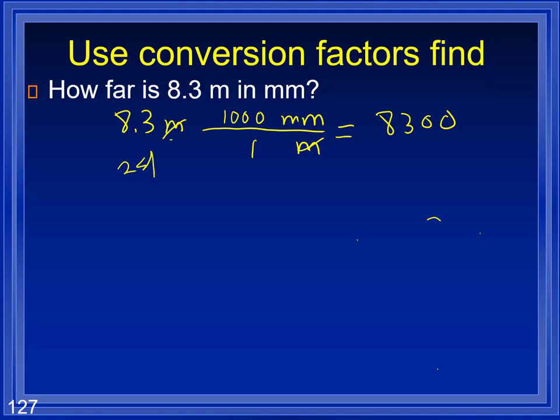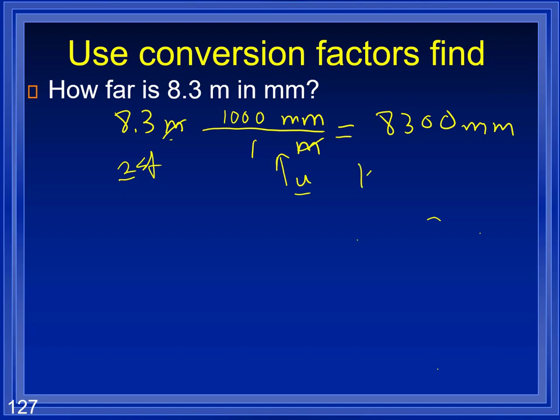This has 2 sig figs, and this is a definition, so it's unlimited sig figs. So I should have 2 sig figs in my answer because between 2 and unlimited, 2 is the smaller number. So that would be 8,300 millimeters. That's what I was looking at you doing today.